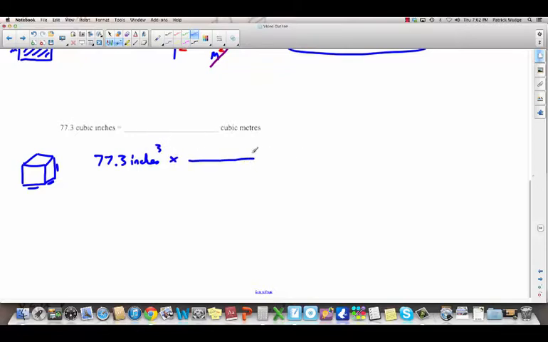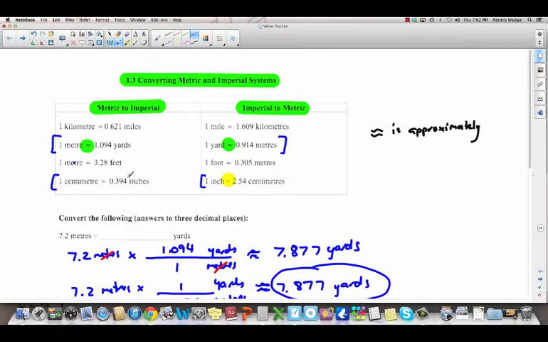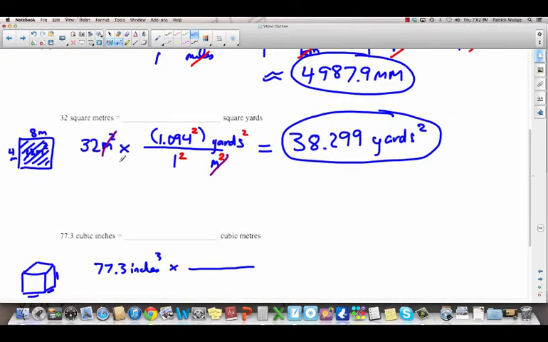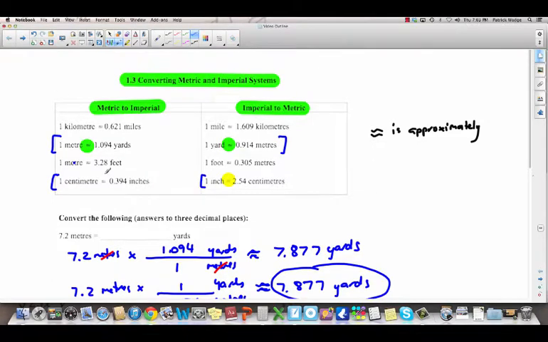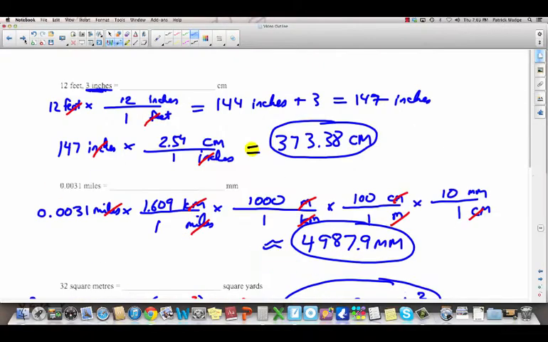Now, this one's tricky because we don't have an inches to meters thing, I don't think. No, there's no inches to meters. So what can we change inches to that we could then change into meters? Well, why don't we change our inches into centimeters, and then we could change our centimeters into meters. I think this might be a good strategy here. And remember, this one's exact, so let's use this one. 1 inch equals 2.54 centimeters.